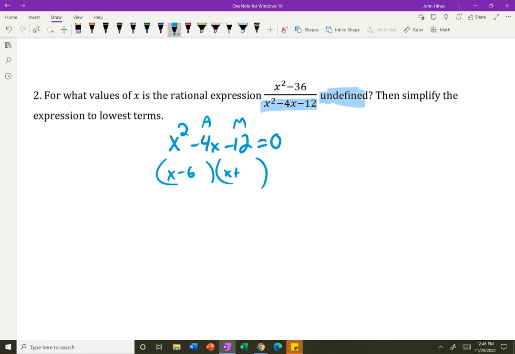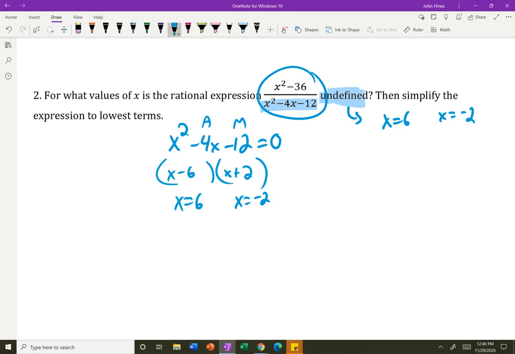Minus 6 and positive 2. So x equals 6 or x equals negative 2. Those are what make me undefined. We throw those values out. I can plug in any number I want into this fraction here, but I can't plug in a 6 and I can't plug in a negative 2.